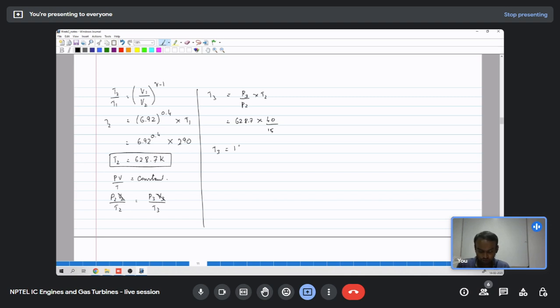So this is 1676.5 Kelvin. Now we can calculate the heat added. QH is m CV into (T3 minus T2). So that is 717 into (1676.5 minus 628.7) Kelvin.